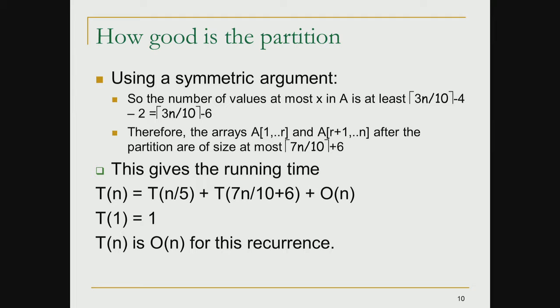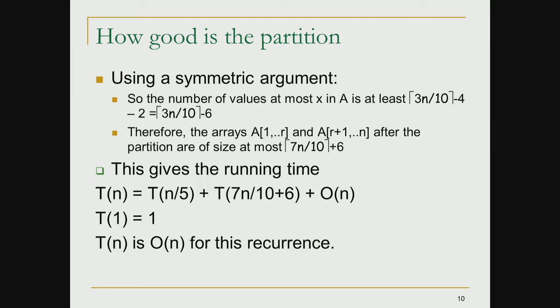As a consequence of this argument, it follows that the two arrays A[1..r] and A[r+1..n] after the partition step have size at most 7n/10 + 6. This is because the array has a total of n elements, and therefore the number of elements in the two arrays A[1..r] and A[r+1..n] is at most 7n/10 + 6.